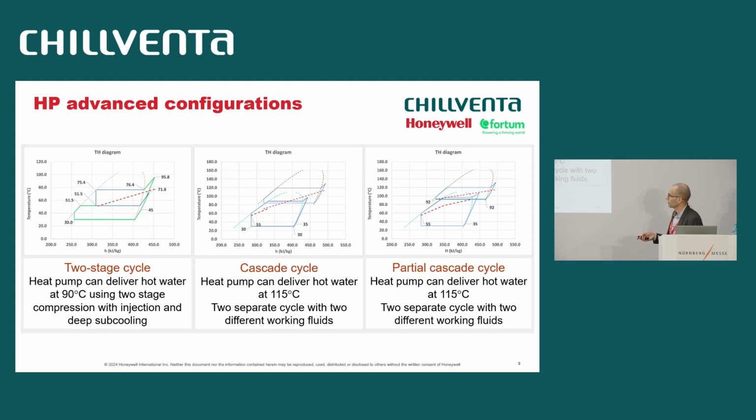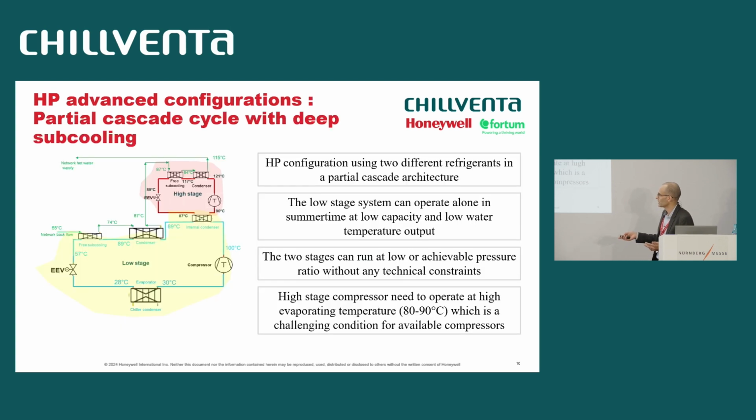The next three configurations are also interesting, and we tried to analyze them to see which one is the perfect one for this case. This one is a double stage: we have double compression and double expansion. This one is the standard cascade, and this one is what we call a partial cascade. I am interested to explain the last one because it will be the most interesting, and we don't have all the time to explain all these configurations in this presentation.